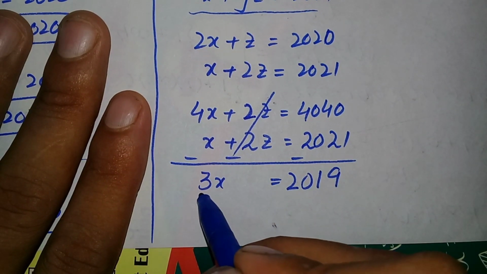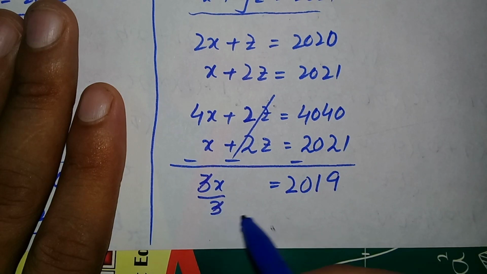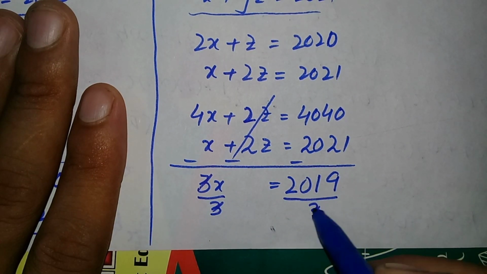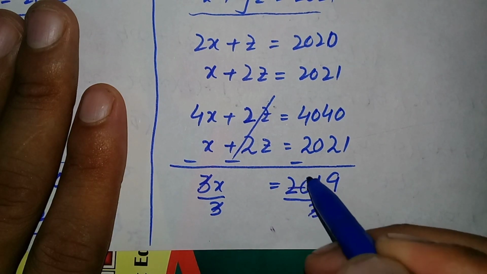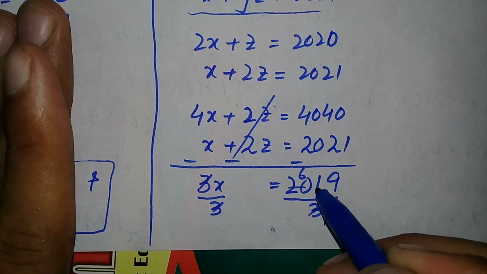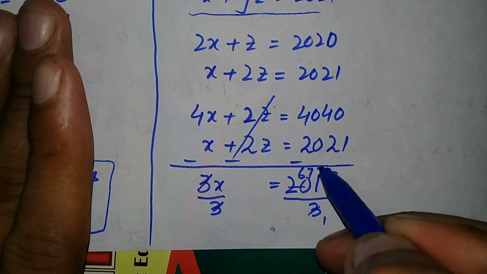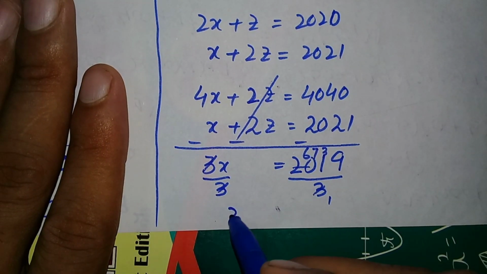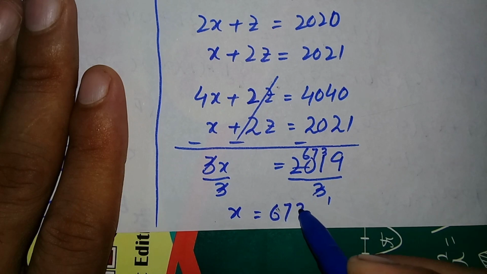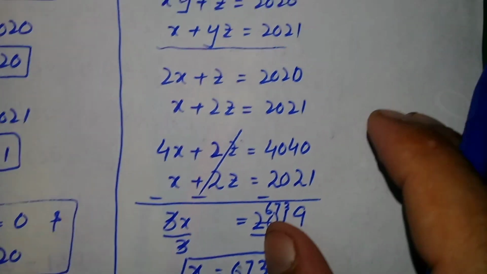So we will divide both sides by 3 to get the value of x. So 3 and 3 will be cancelled with each other, and 2019 divided by 3 gives 673. So the value of x is 673. So we get the values of x and y.